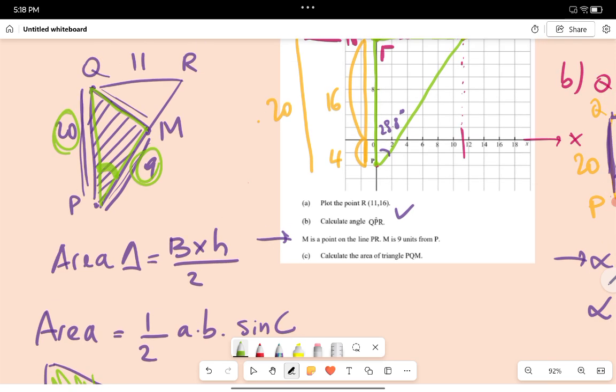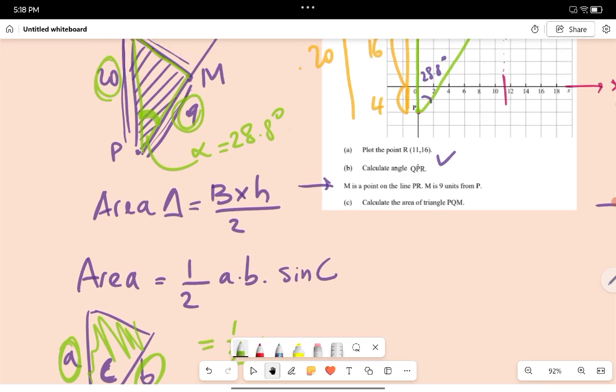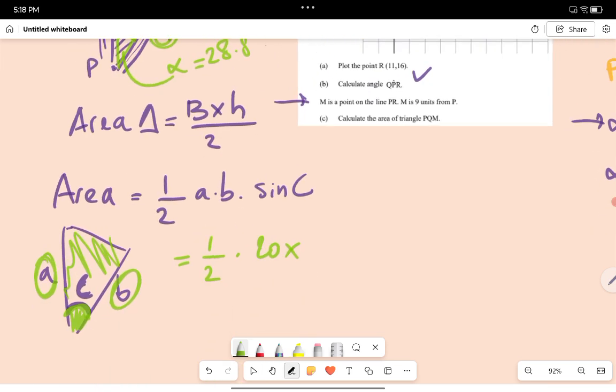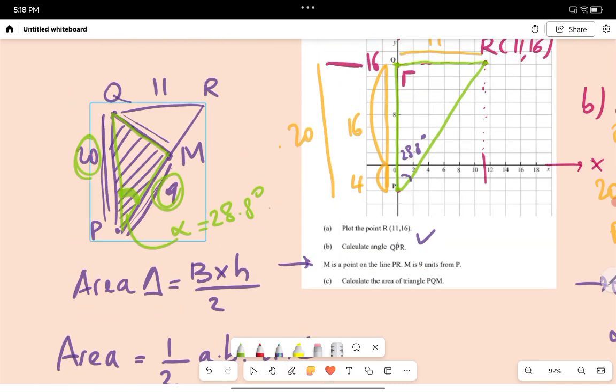Well, we do, because we know that this angle was 28.8. We just calculated that. So we're just going to write down 1/2 times one side, that is 20, times the second side, which is 9. Why 9? Because that was given. They say M is a point on the line PR, and M is 9 units from P. So M is on the line PR, and M is 9 units from P. So yes, this is 9.